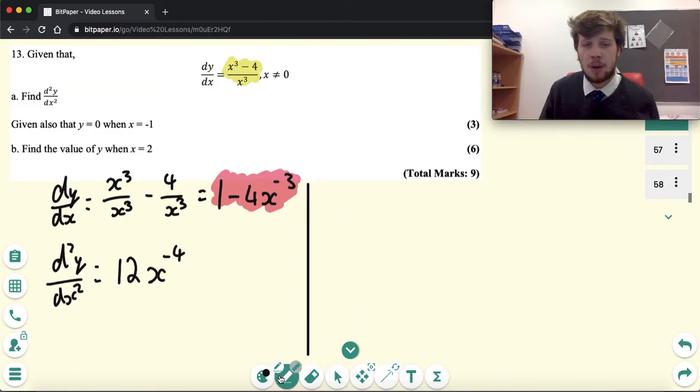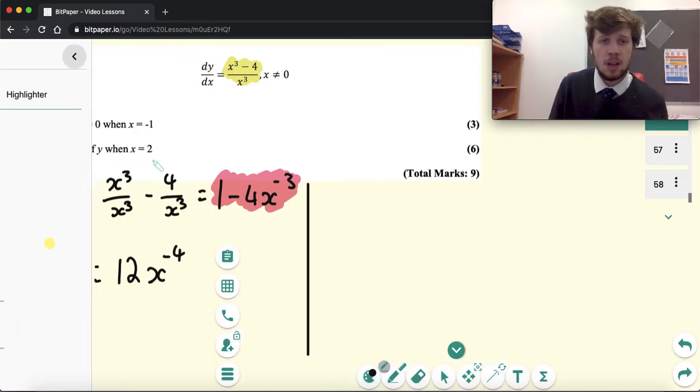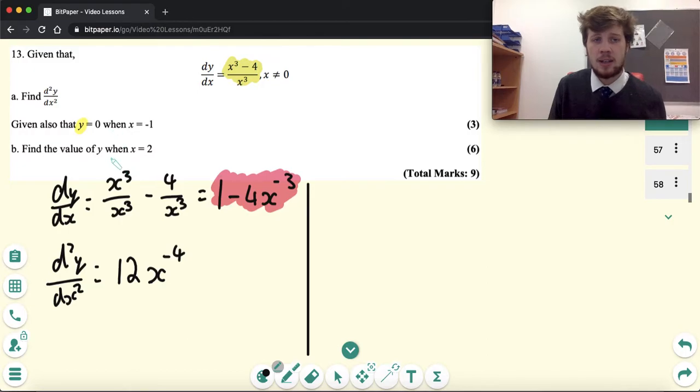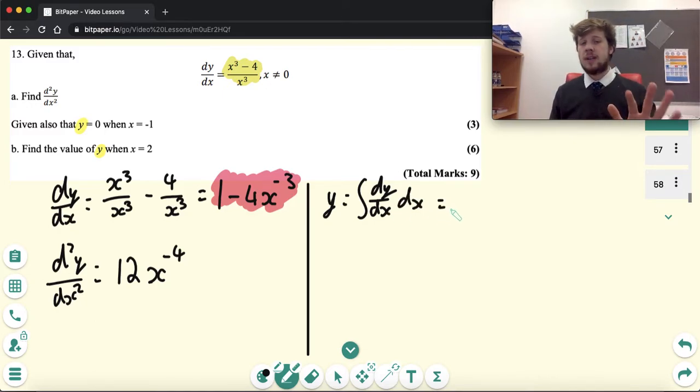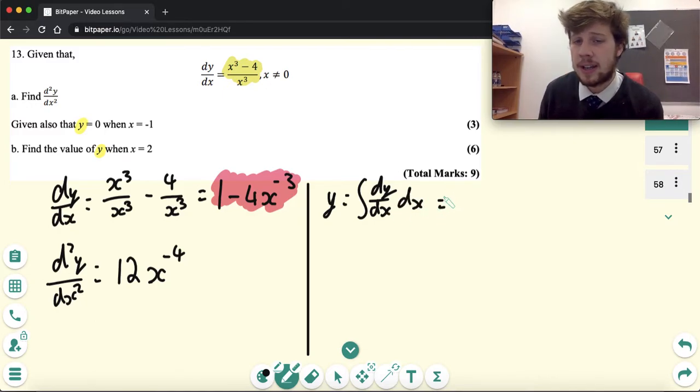Well, the next part straight away says that I've got to find the value of y. Well, I've got the differential, I've got the second differential, so to get y, I'm going to have to integrate my derivative function. Before looking at the question, I'm just going to do that straight away. So the integral of 1 take away 4x to the negative 3, which was a form that I said I wanted to use now.